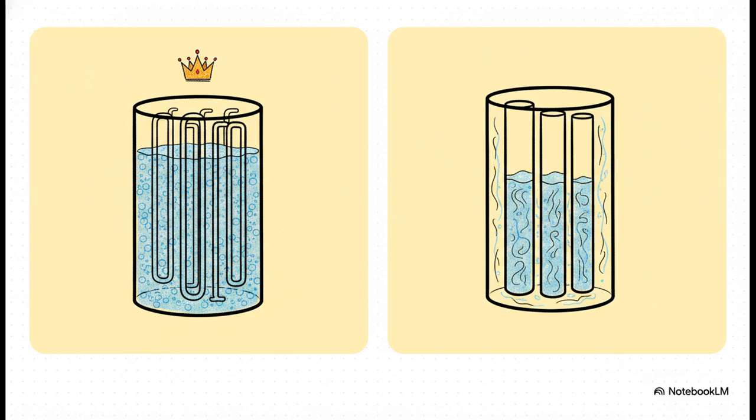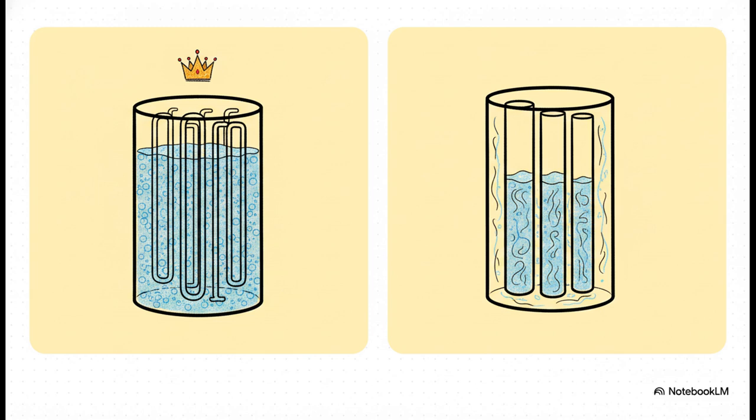Inside, you completely flood that shell with liquid refrigerant, and you submerge hundreds of tiny tubes carrying the server water inside it. Because the tubes are just entirely bathed in refrigerant, the heat exchange is incredibly efficient. No joke, this is the absolute gold standard for massive, hyperscale data centers.